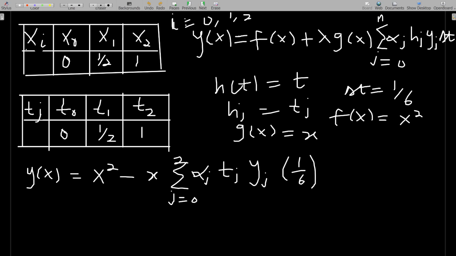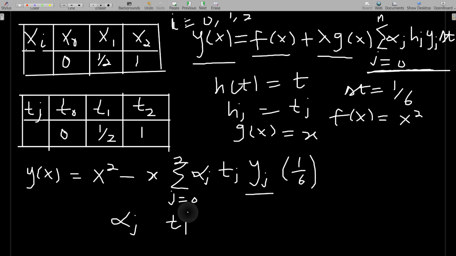Now from this, we said our solution is given by y of x equals f of x plus lambda g of x, then summation this. That is our solution. Now we know delta t, we know h of t, meaning that hj is equal to tj. Then we know our g of x, we know our delta t, and we know f of x. So we come and put them here and realize that this is your solution. So the only thing we need to go and find is our yj's, because our alpha j's, we know them from Simpson's one-third rule. Our tj's, we also know them as well.